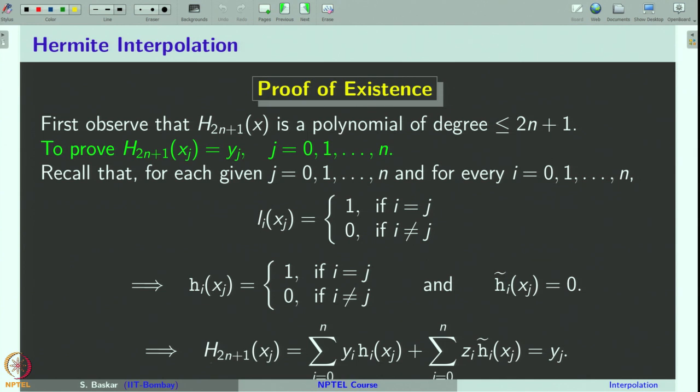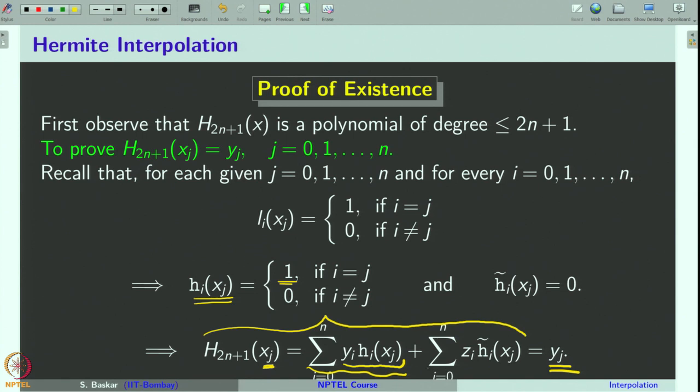Now, going back to the expression of h that we have proposed in our statement, you can see that h of x j is equal to the summation i equal to 0 to n of y i h i of x j, and you can see that h i of x j is equal to 1 only when i is equal to j. All other terms will vanish in this sum, leaving only y j.